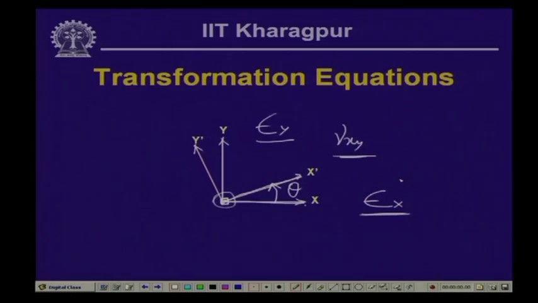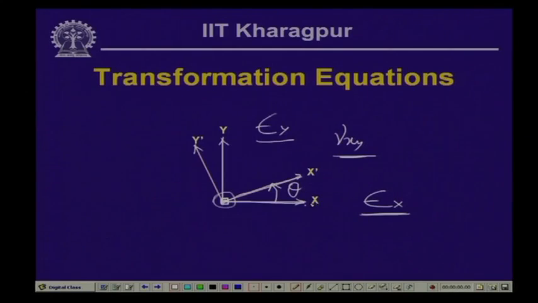Now, through the transformation equation, we try to evaluate the strain at that particular point with reference to a different axis system, which are x dashed, y dashed in this particular case. So, the purpose of the transformation equations is to evaluate the strain at different orientations with reference to the rectangular axis system x and y.